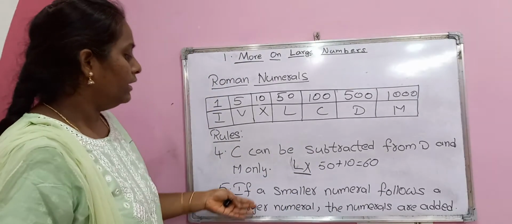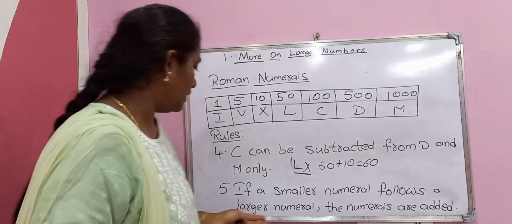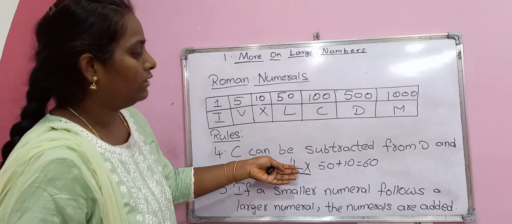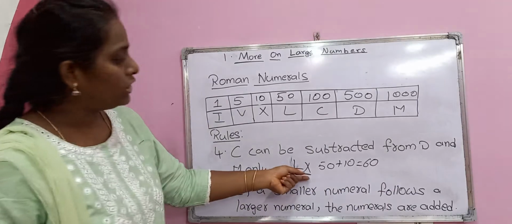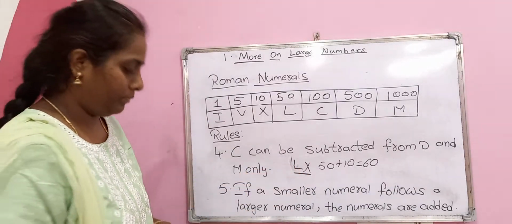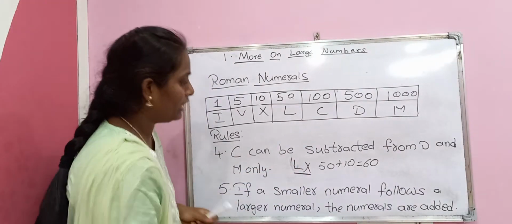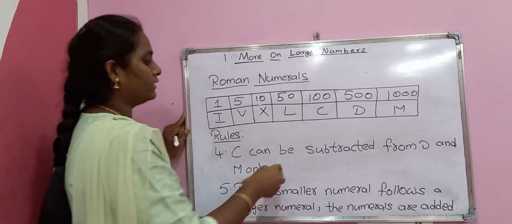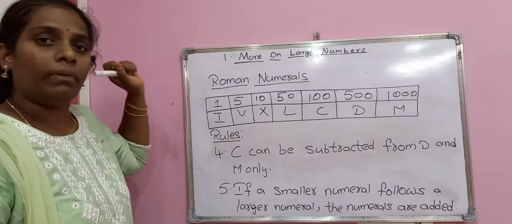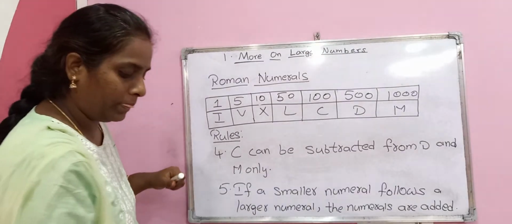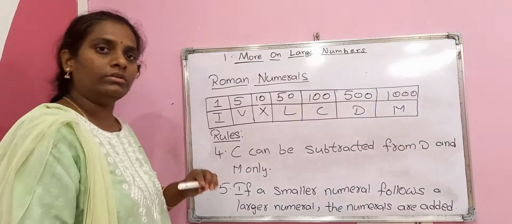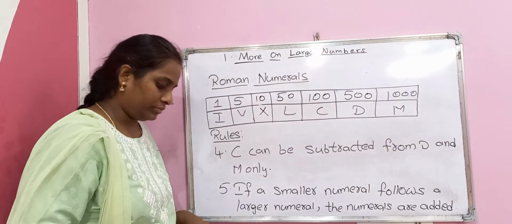There is the rule here. If a smaller numeral follows a larger numeral, this is the larger numeral, X follows L. So, the numerals are added. So, these two numerals are added. Copy these two rules also. Copy it into the class work. Write the Roman numerals. Pause the video and copy it. The 3 rules I already explained, write those rules also.